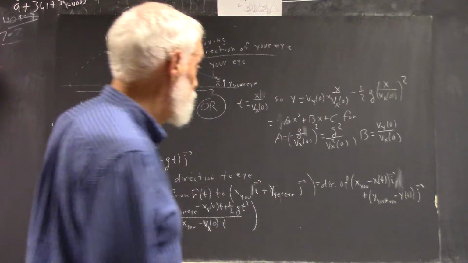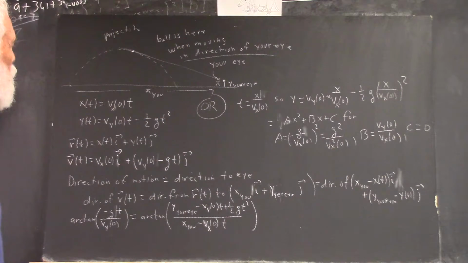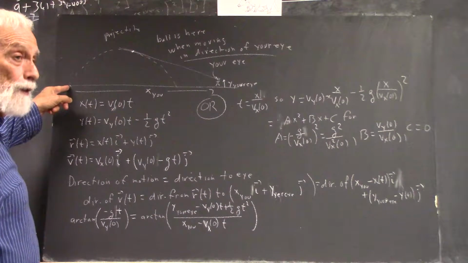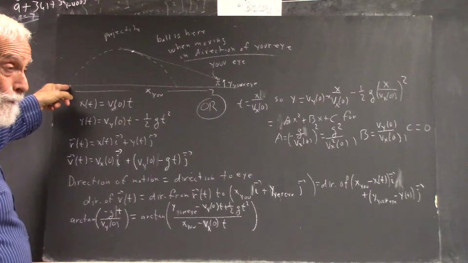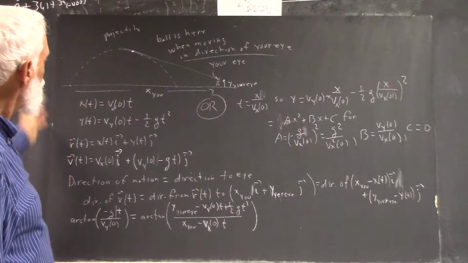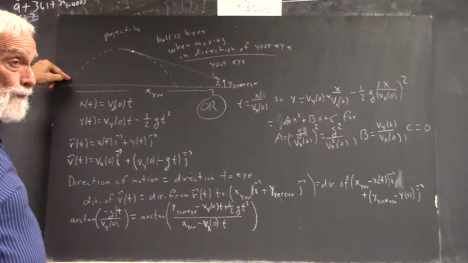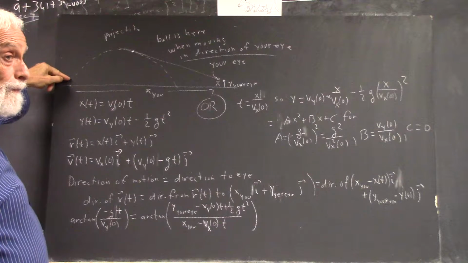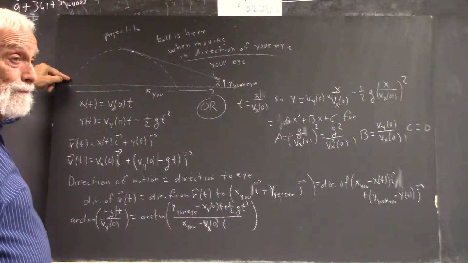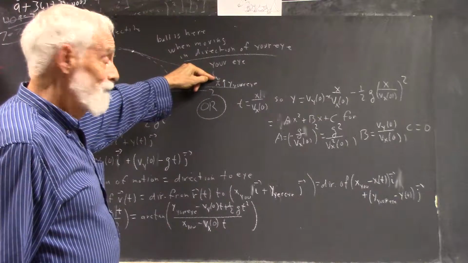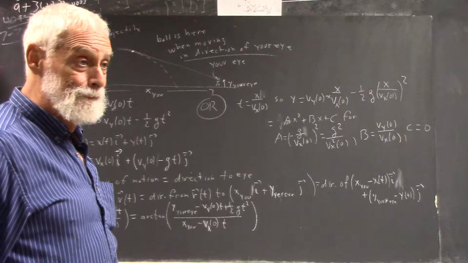You don't have a C. You don't have a C because you judiciously chose the origin to be the initial point. Okay? x of 0, 0. Now, in reality, if this is a baseball game, the ball is actually hit from a little higher than here, right? Okay? But you could still let that point be the origin, and just measure y compared to the height at which the bat hit the ball. Okay?